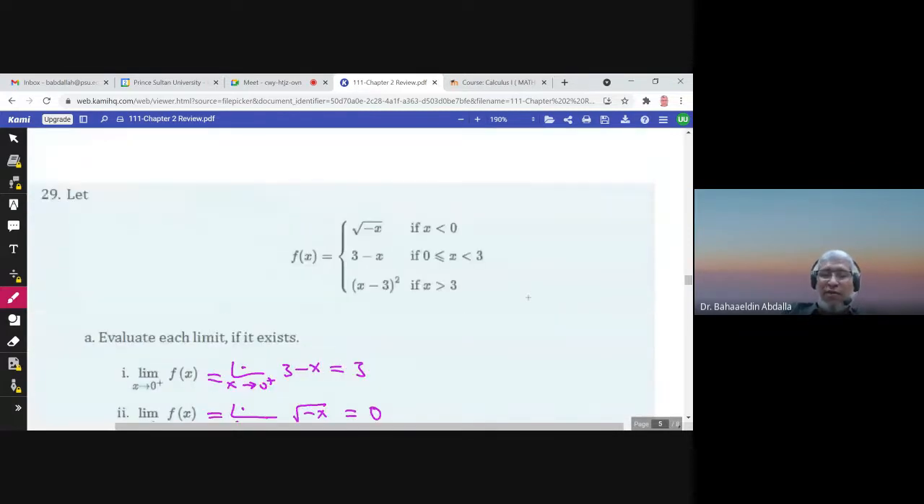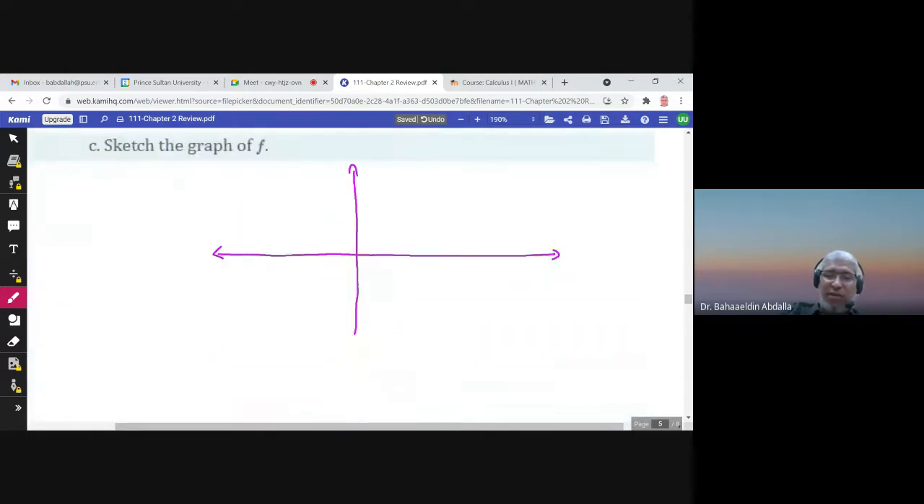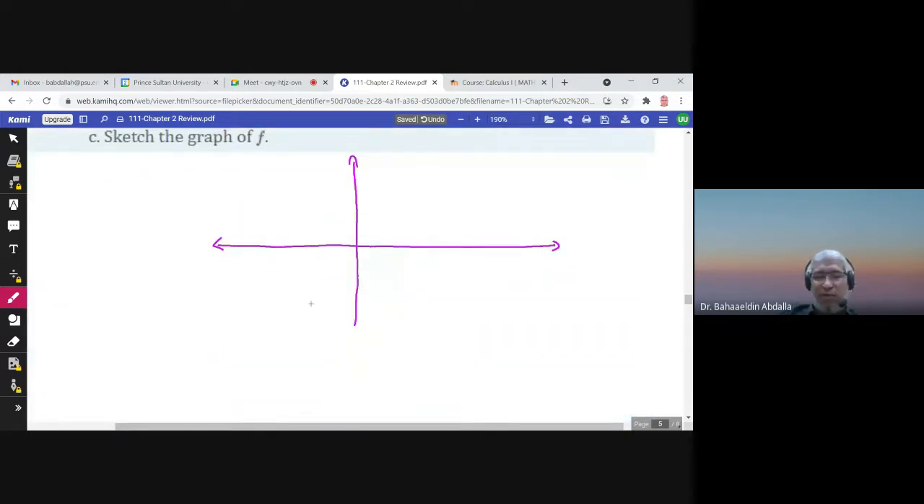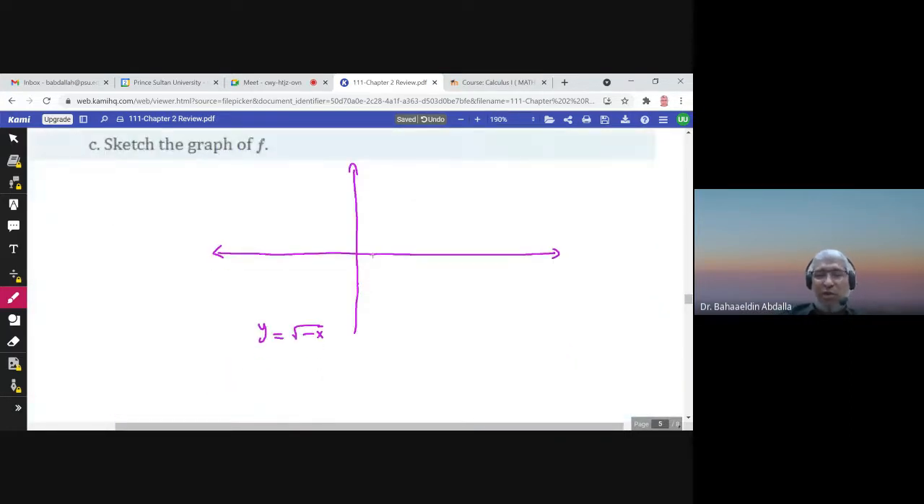Well, I have 3 parts. To the left of 0, the graph of square root of negative x. So to the left of 0, I need to graph this function. At 0, it is 0, and the equality is not there, so I'll put an open circle here.